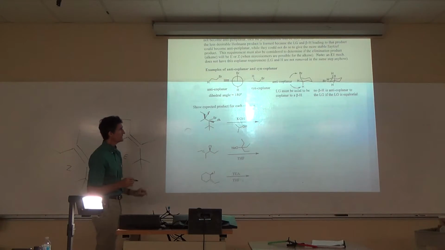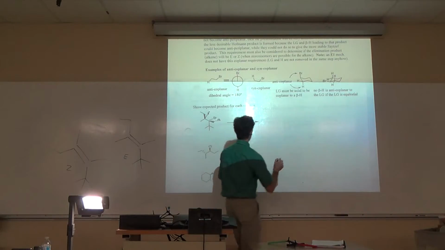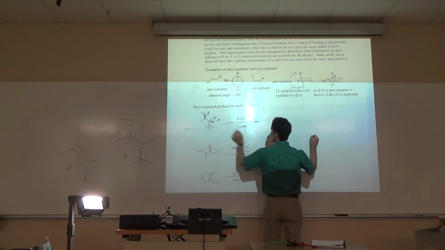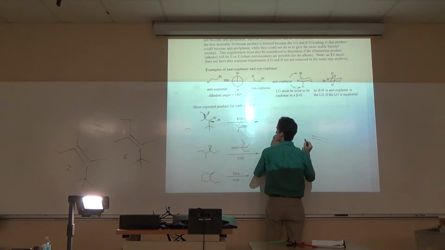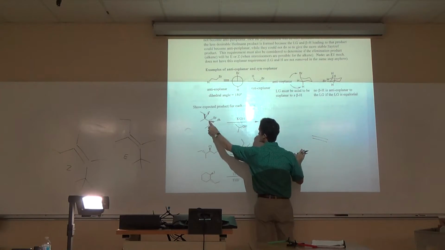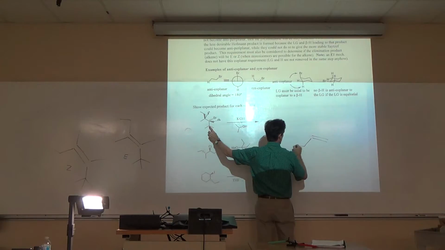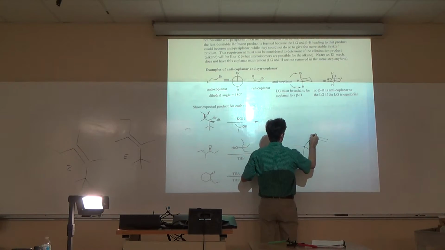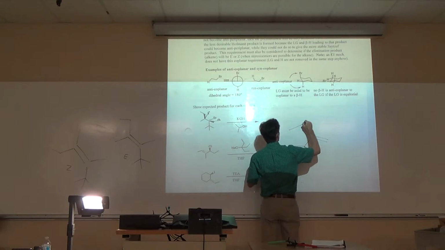What if we remove HB? What would the product look like? We'd have a double bond between here and here. I'm going to draw that like that. What is on this carbon over here? T-butyl. And all that. We still have stereochemistry over here. Nothing happened over here.